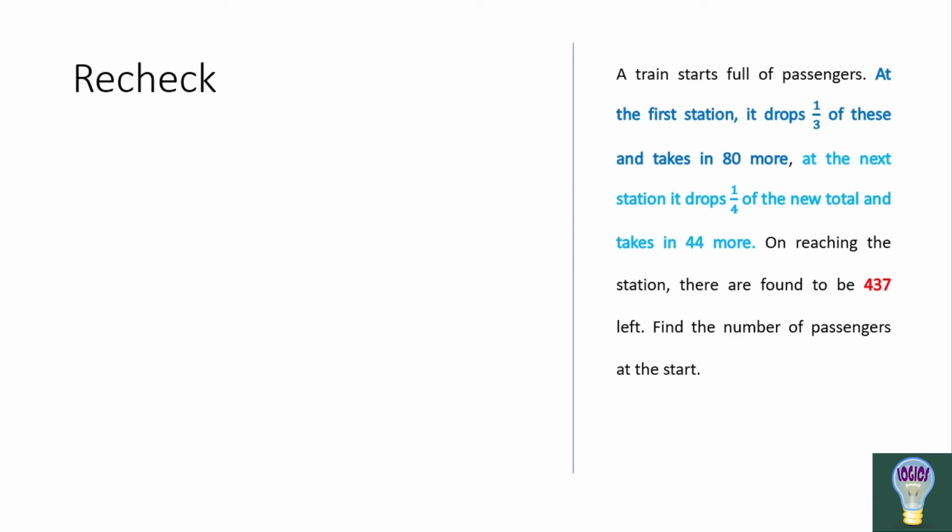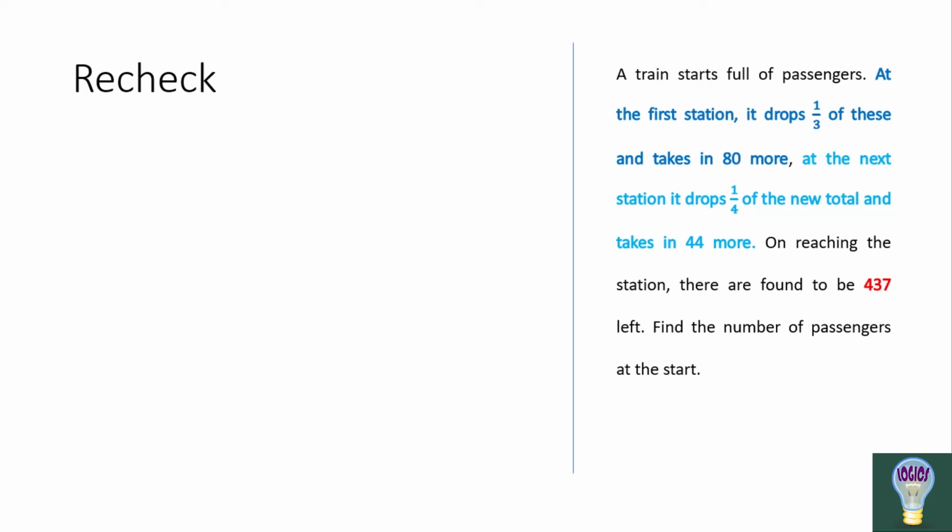If you encountered this problem in your aptitude test like GMAT or SAT, how would you recheck it? So I divided the question into different colors. The first part, the darker blue color, represents the first station. The second lighter blue color represents the second station. And the final answer is to be 437 after dropping and the passengers entering the train. So now we know the answer is 666 passengers at the start.